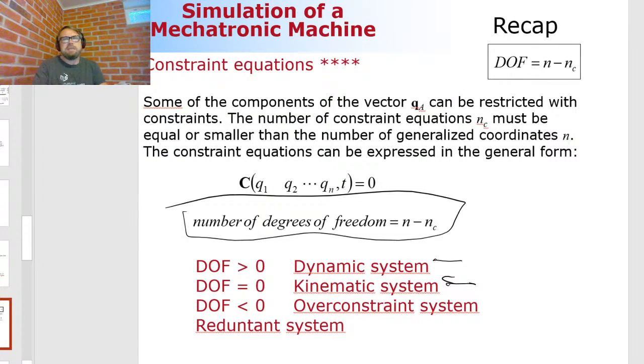And if it is less than 0, I think, did I say here incorrectly? I mean, of course, if the degrees of freedom is equal to 0, then it's kinematically driven. And if the degrees of freedom is less than 0, then this is our constraint system. And redundant system is that we're constraining the same generalized coordinates. Take a look at the recordings in that regard.